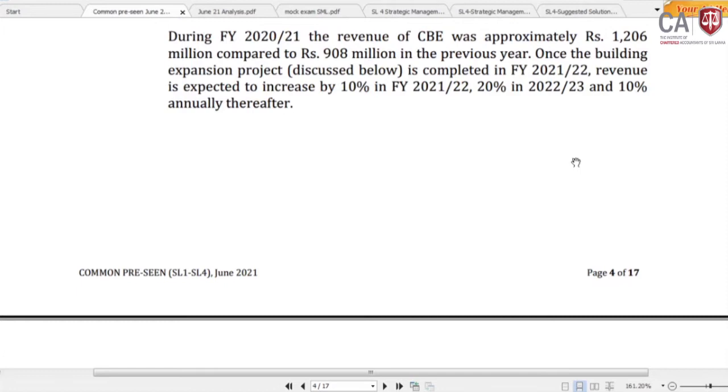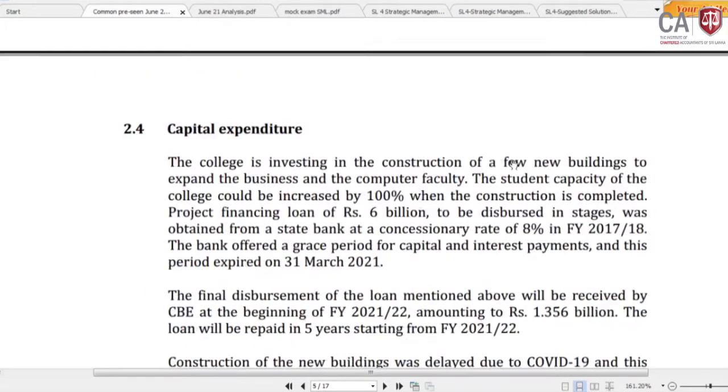During financial year 2021, the revenue of CBE was approximately 1.2 billion compared with 908 million in the previous year. So, they have an ongoing building project. They expected to complete that in 21-22. As a result, after that they expect to find an increase in revenue in 21-22, right, 10% increase, 20% increase in 22-23, and 10% annually after that.